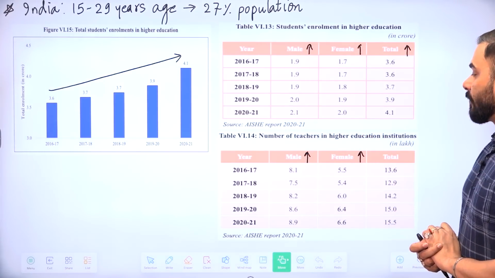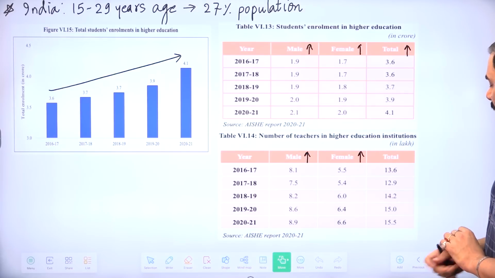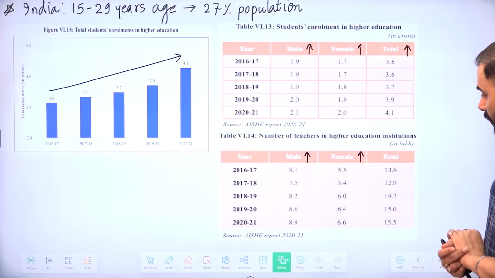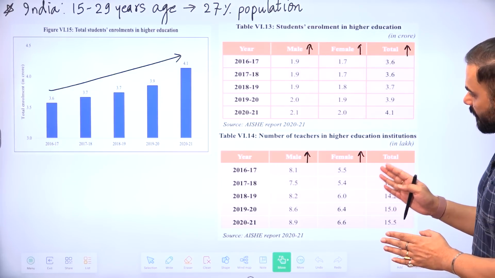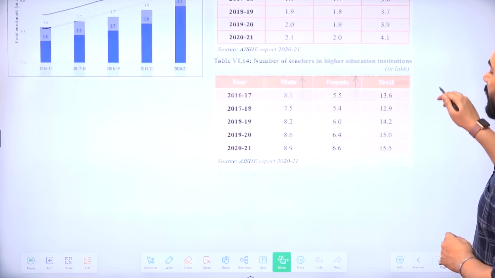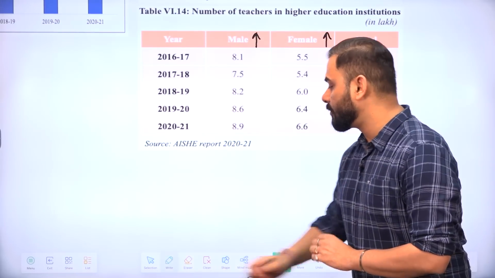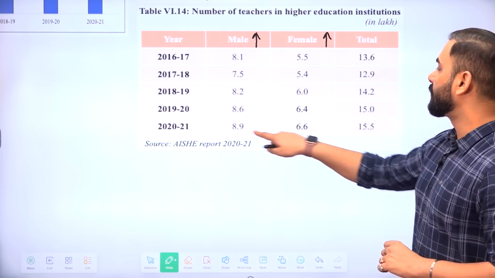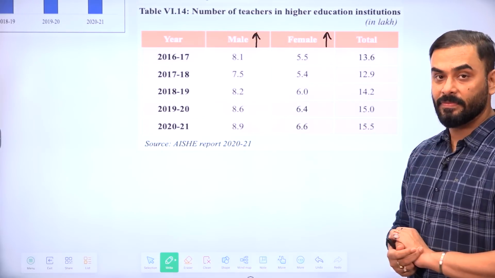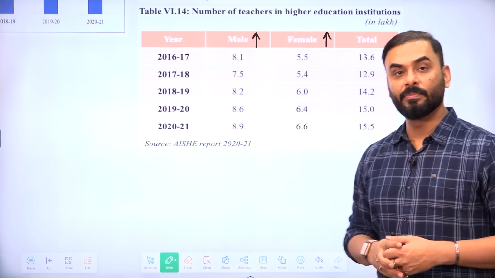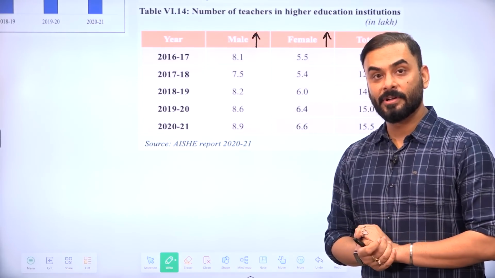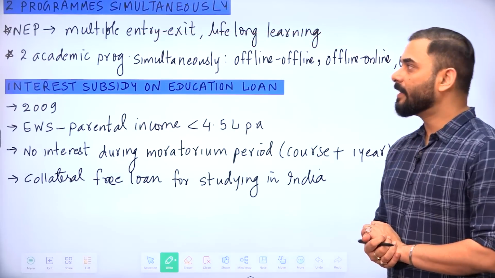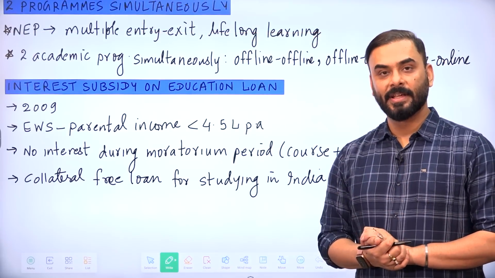Now let us look at the number of teachers. The number of teachers over a period of time has also increased, but we need more teachers. As you can clearly see, the increase is not that great. Plus, look at the ratio of male to female teachers. We can clearly see that there is gender inequality. Out of 15.5 lakh teachers, 8.9 lakh are male and 6.6 lakh are female. So this ratio also needs to improve, which means we need to encourage our women population to participate more in the education sector.